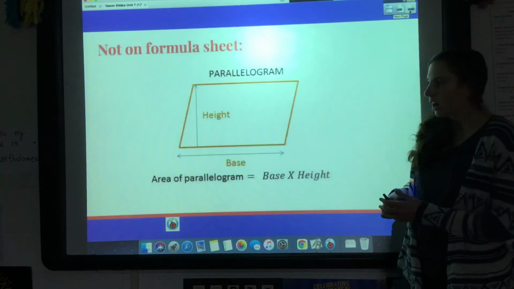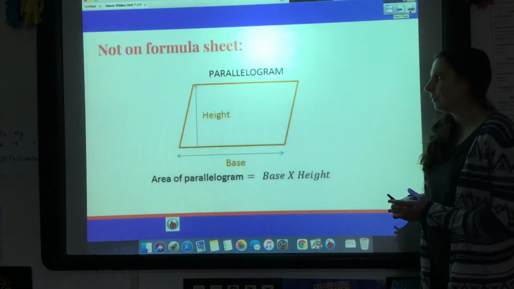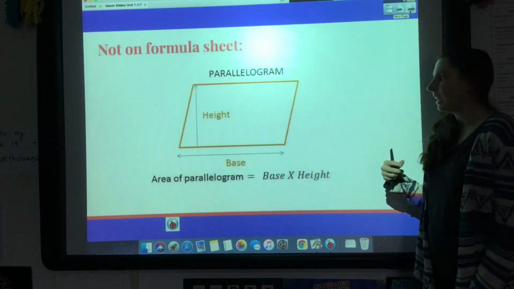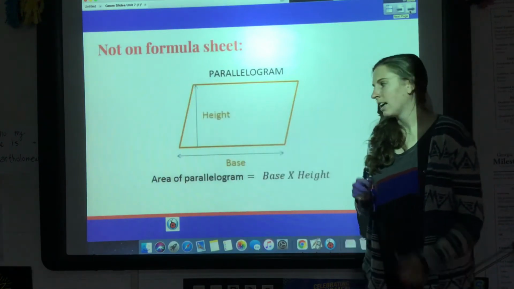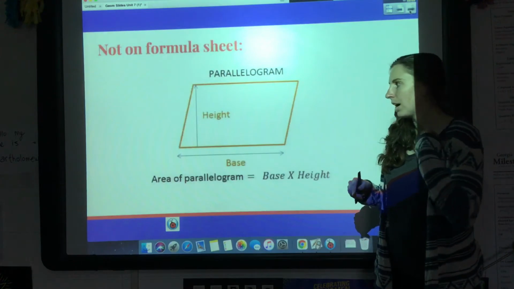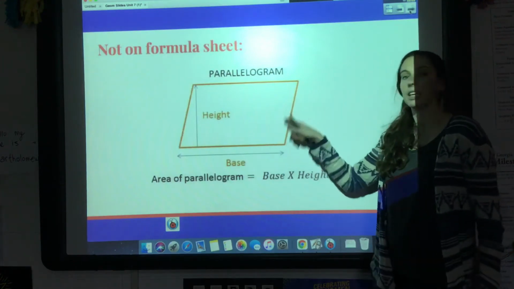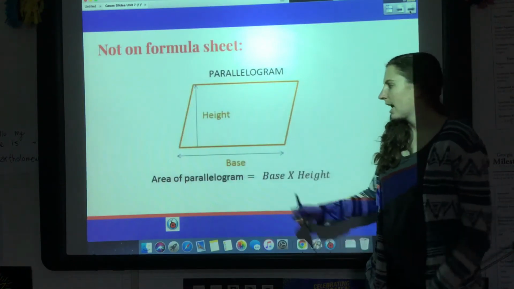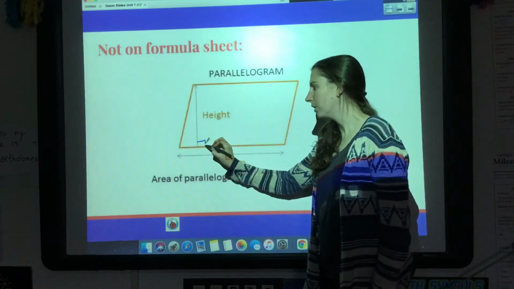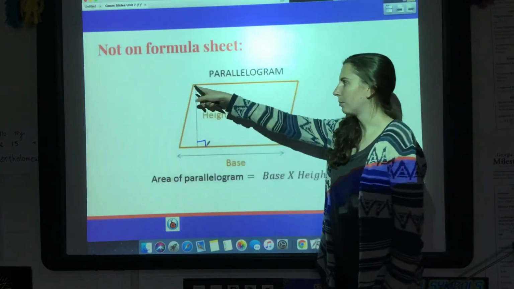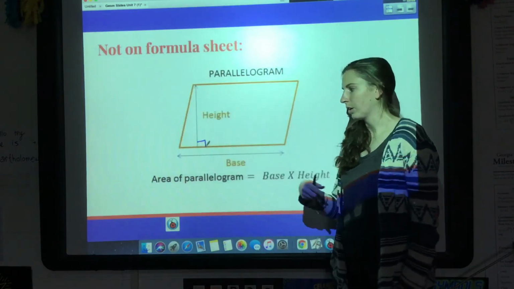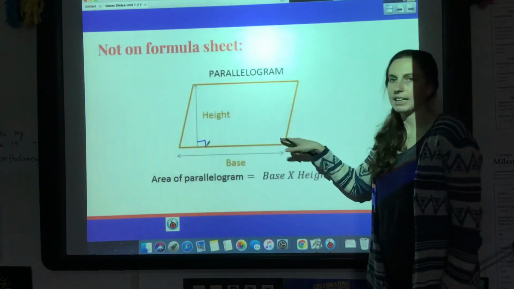Here's a few that are not on your formula sheet that I thought I'd mention. With a parallelogram, it's just like a rectangle. You still just do the base times the height. However, it's not the slant height that you use. A height has to form a right angle with the opposite side. And so the height here would be straight down, forming a right angle, not the slanted height.